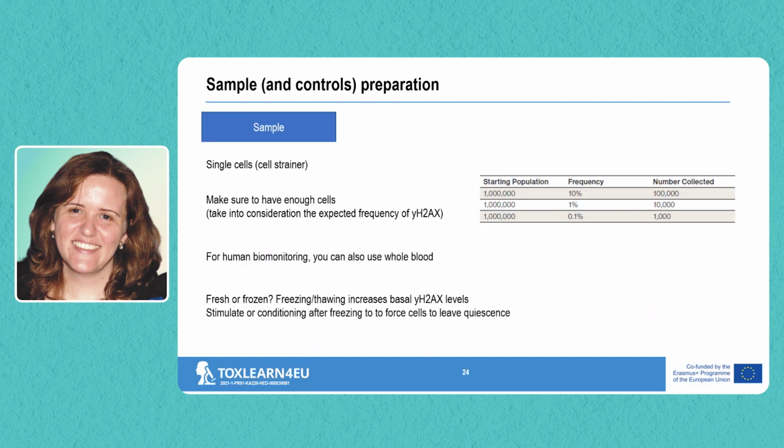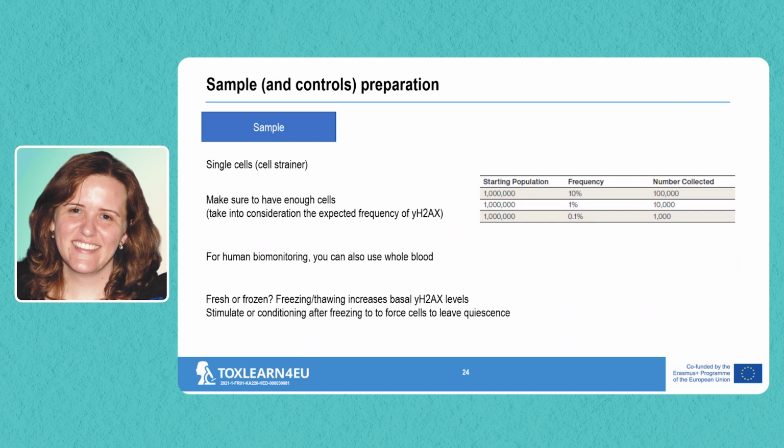So another point that you need to consider is sample and control preparation. For the samples, you need to make sure that you have single cells. Many labs use the cell strainer, which is pretty much a filter that you move the cells through to make sure that they get individualized.